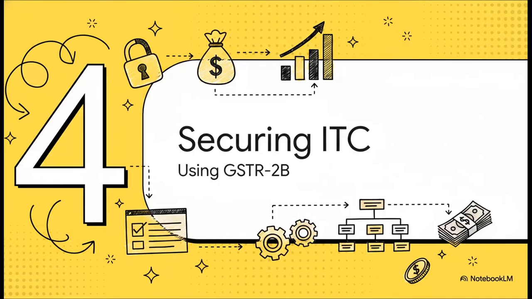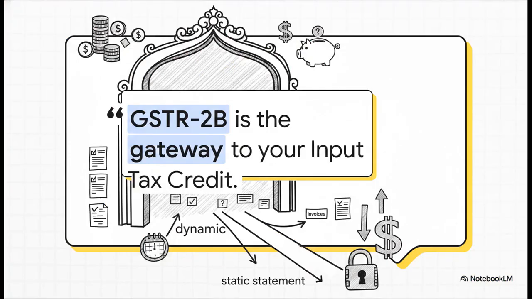Now for the main event, Section 4, securing ITC with GSTR2B. This is where real money is directly on the line, folks. They say GSTR2B is the gateway to your input tax credit. And honestly, that hits the nail right on the head. Unlike 2A, which is sort of dynamic, 2B is completely static. It strictly dictates exactly what credit you are eligible to claim for that period.